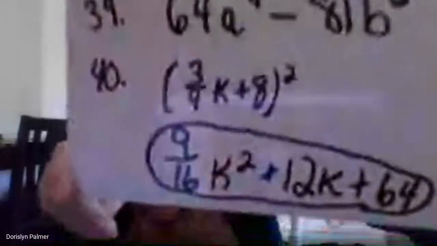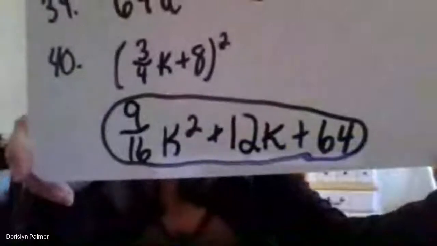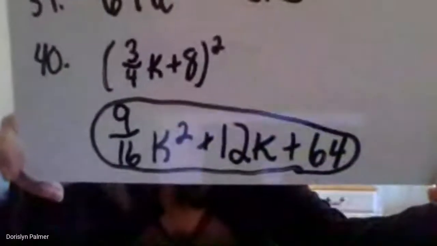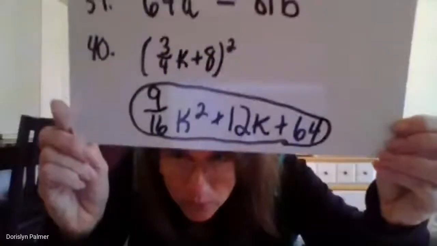Pretty cool. That middle term's not even a fraction. Plus 64. That's it. Okay. I'm going to hold it up so everyone can check. All right. This is another one that, like number 39, might be intimidating to look at. You might look at number 40 and say, ugh, I don't want to do it. Right? Just because of that fraction. We're not scared of fractions. We just don't really like them. Okay? But it's okay. We're not scared.